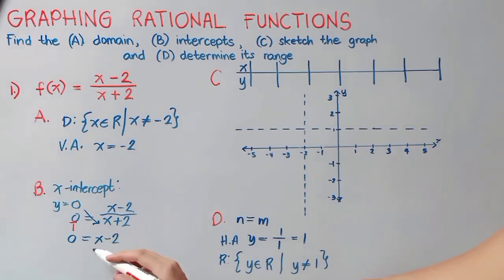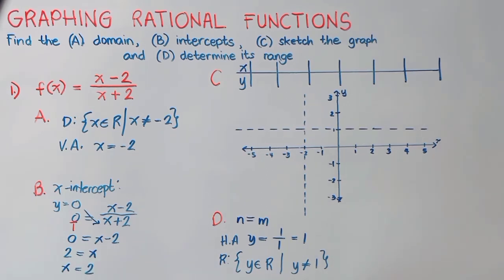We will be transposing negative 2 to the other side to get the value of x. So we have from negative to positive 2. So we can rewrite this as x is equal to 2. This will be our x-intercept.